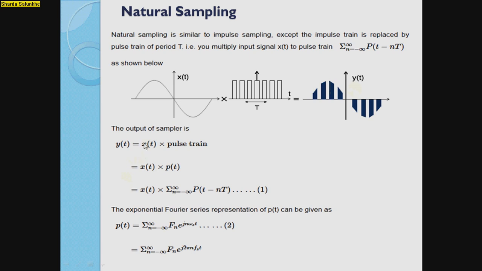So the output of the sampler y(t) is equal to x(t) into the pulse train, that is x(t) into p(t), that is equal to x(t) into summation n equal to minus infinity to infinity p(t − nT), that is equation number 1. The exponential Fourier series representation of p(t) is given by p(t) equal to summation minus infinity to infinity F_n e^(jnωs t), that is summation n equal to minus infinity to infinity F_n e^(j2πn fs t).